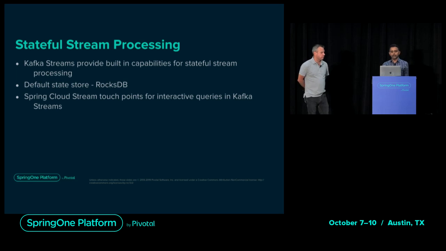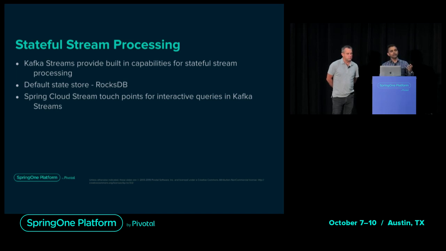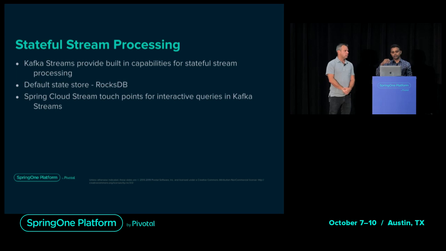From a Spring Cloud Stream angle, we provide a lot of touch points for interactively querying the state store. So once you have data in your state store, instead of looking up your database, in the other models, we basically have some repository, and then you look through that repository to pull the data from the database. Here, if you have your real-time information in your state store, you can get that by using an interactive query against this database.